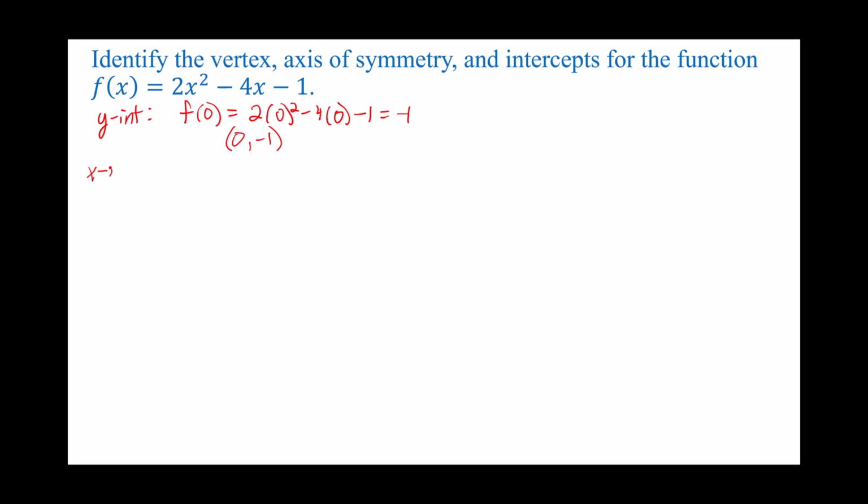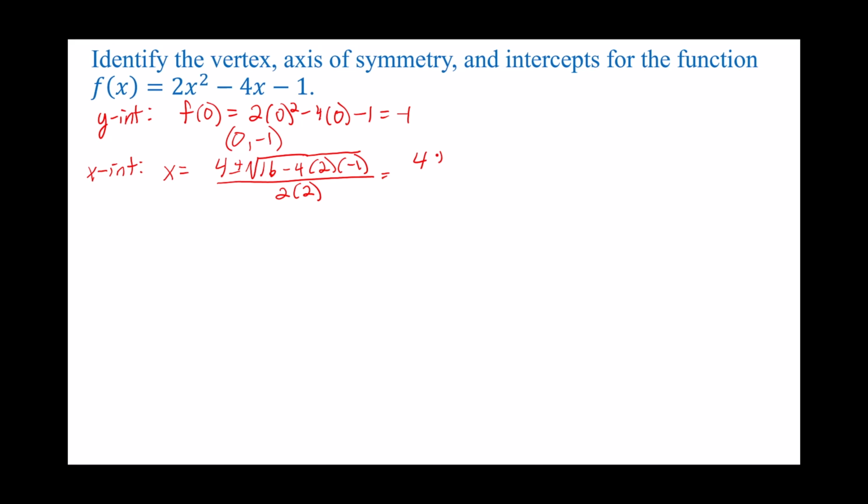To find the x-intercepts, we need to either factor or use the quadratic formula. So let's go ahead and use the quadratic formula. So x equals negative b, so negative 4, which is 4, plus or minus the square root of b squared, which is 16, minus 4 times 2 times negative 1, all over 2a, so 2 times 2. And hopefully you have the quadratic formula memorized now and you can do this fairly quickly.